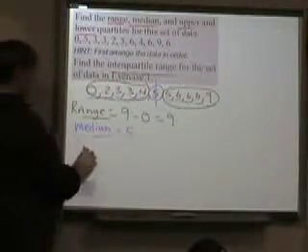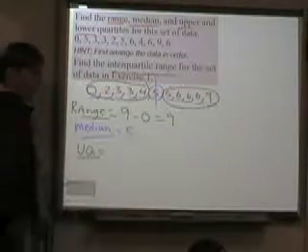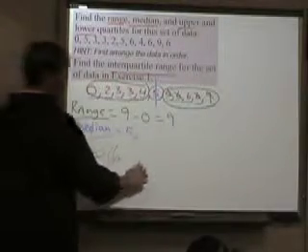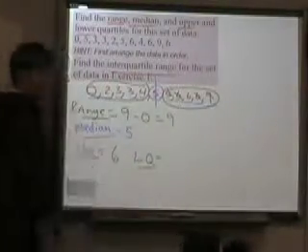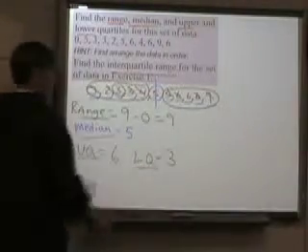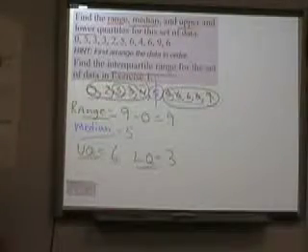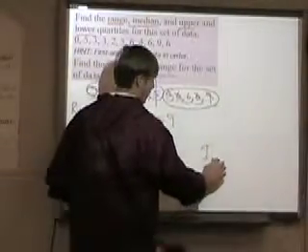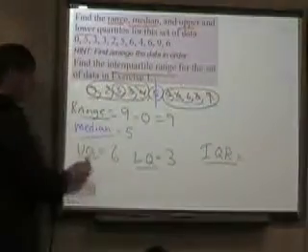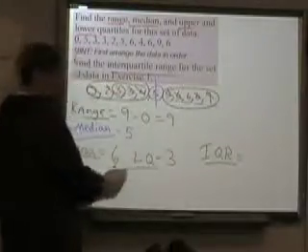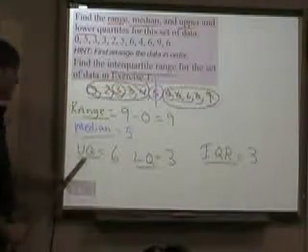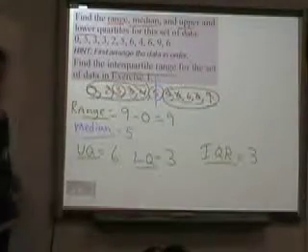Okay? Now the upper quartile is the median of the upper half. The median of the upper half is 6. The lower quartile is the median of the lower half, which is 3. Lastly, we have to find the interquartile range. The interquartile range is the upper quartile minus the lower quartile. So 6 minus 3 is 3. So now you have the range, the median, the upper quartile, the lower quartile, and the interquartile range.